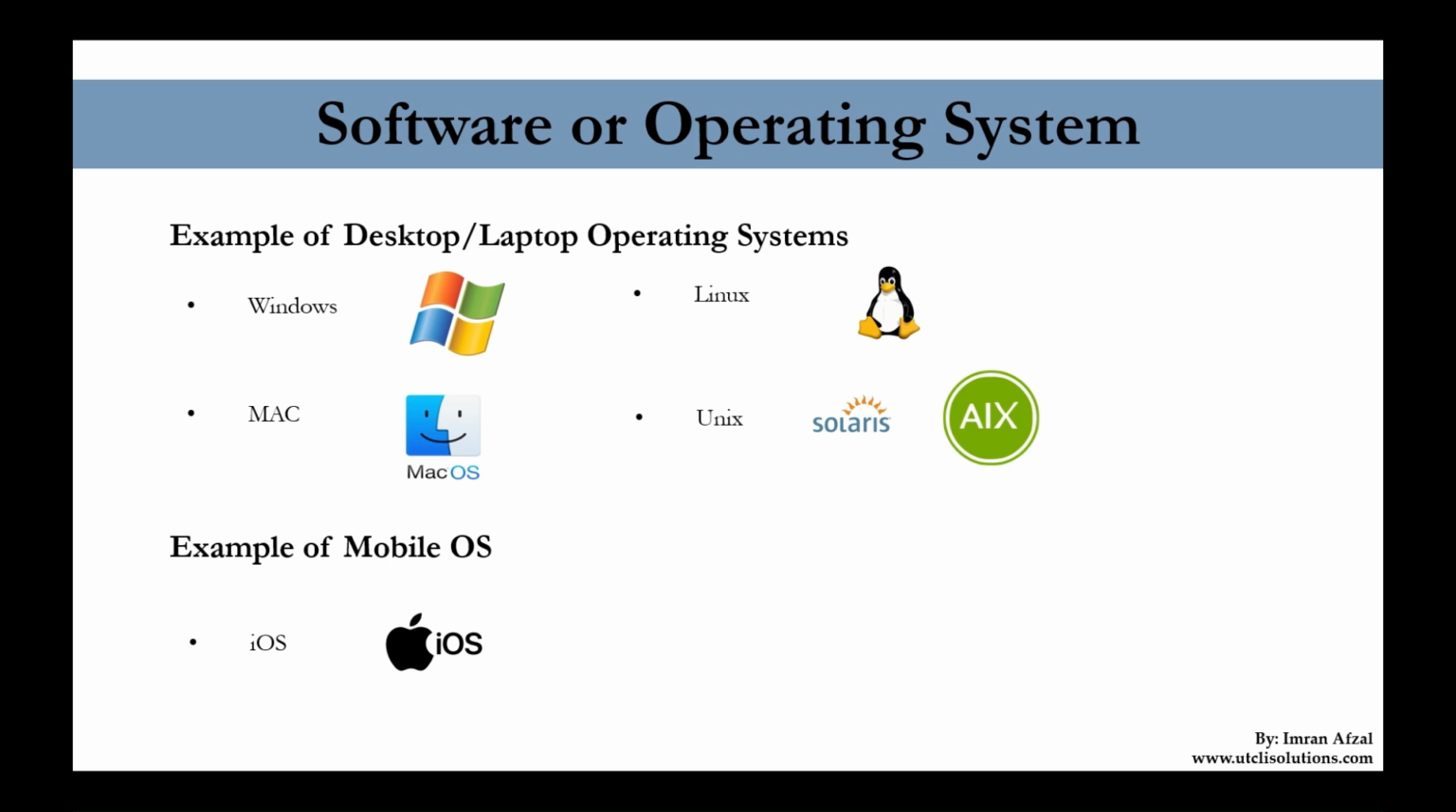Then let's look at examples of mobile operating systems that run on your cell phone. Number one is iPhone, which runs the iOS operating system. And the second one is Samsung, which runs the Android operating system.